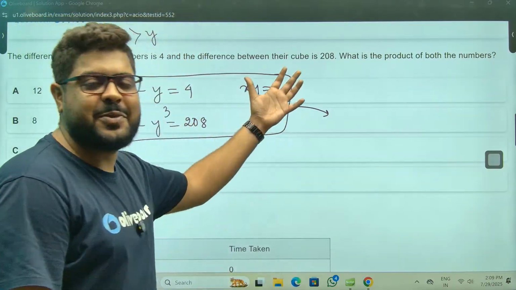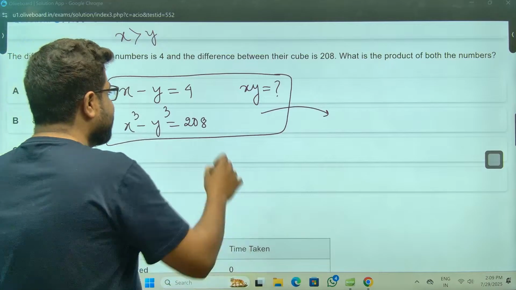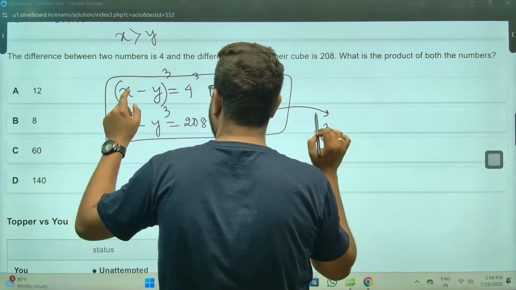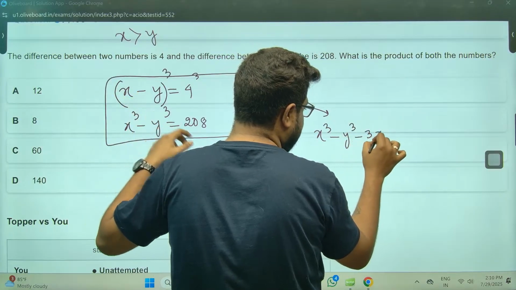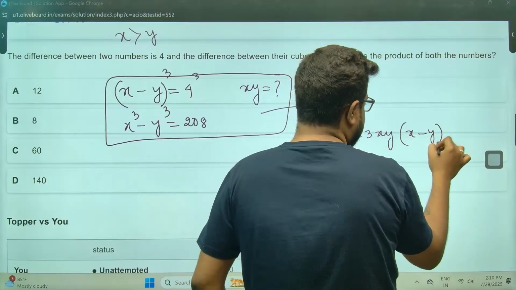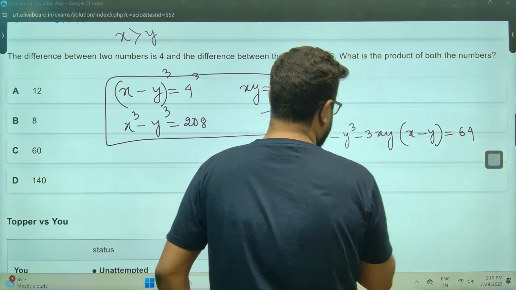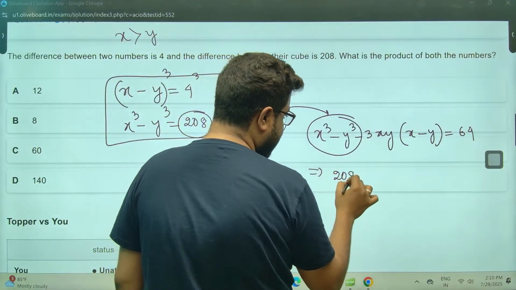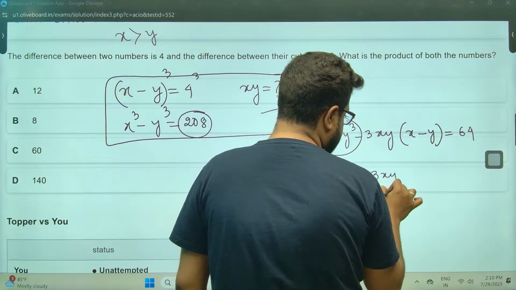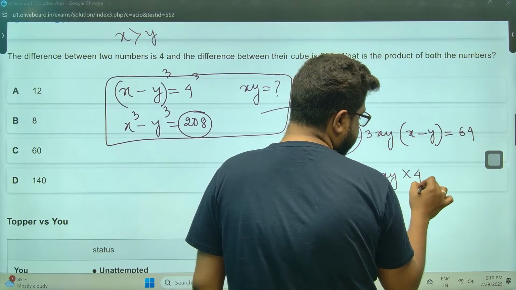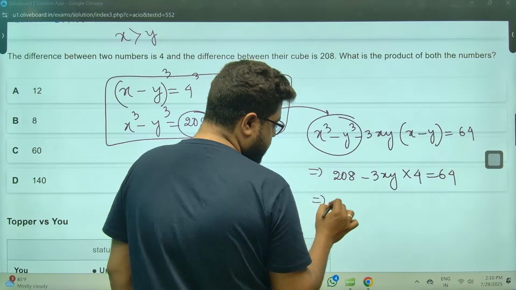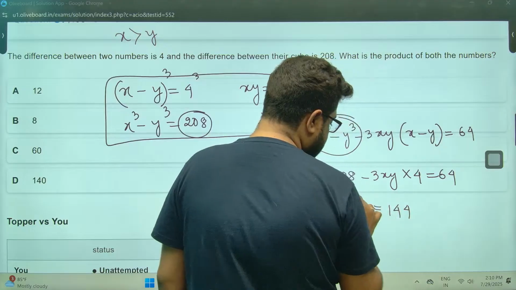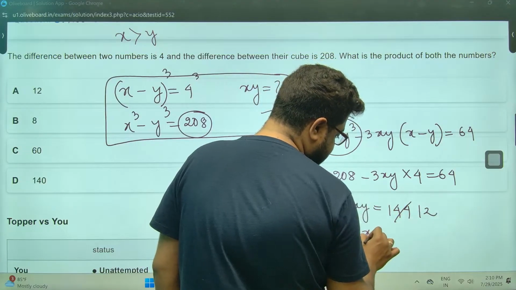And if you think you will put in values, that won't work, sir. Calculate, sir. Cube it, do the whole cube of this. So a cube minus b cube minus 3ab into a minus b. That is the (a minus b) whole cube formula. That is 64, sir. This value we know, it is given as 208. 208 minus 3xy, and x minus y is given as 4, whose cube is 64. So 12xy equals 208 minus 64, which is 144. So 12 12s are 144. So xy is 12, sir.